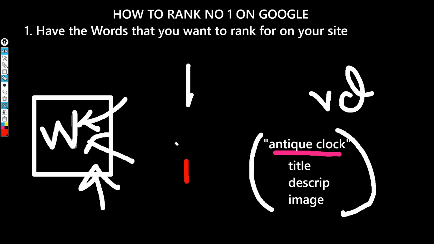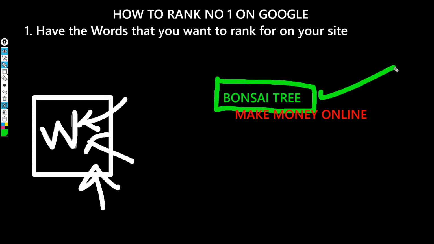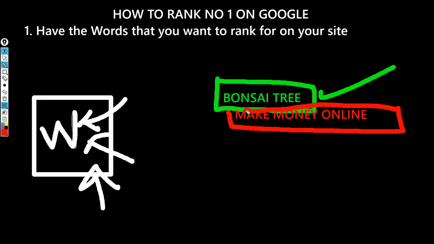For example, let's say these are the two keywords. The first one is bonsai tree, which has low competition and high traffic, so this is really good for us. But the second one, make money online, is very tough competition. There are a lot of people searching for this keyword, as well as a lot of websites which have this keyword on their website, which means it is very difficult for us. So the first criteria is always to find a low competition but high traffic keyword, and then that keyword should be on your website.